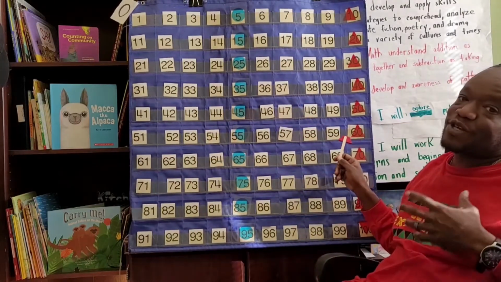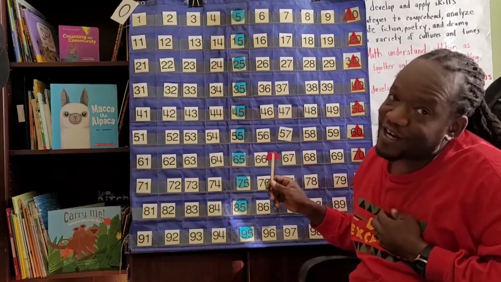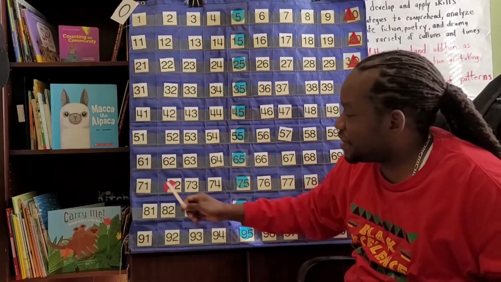60. That's right. You're supposed to mimic me, right? I'm sorry. So let's go with 61. Then you can mimic me.